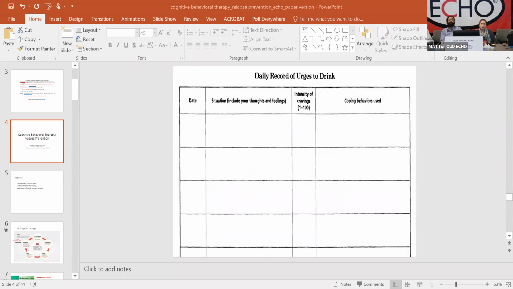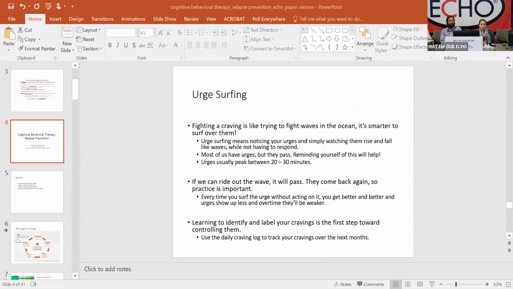So the logging can serve a lot of different purposes. It can help them to really start accurately tracking their use, but then connecting it to their triggers, and also connecting it to the things that they're doing to manage those triggers effectively, or maybe not doing effectively, and that will help them to identify patterns over time. So the logging is a really important thing.